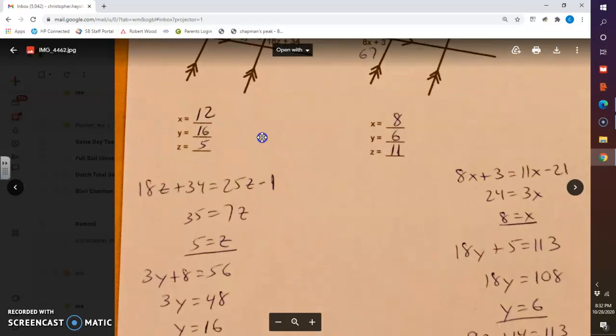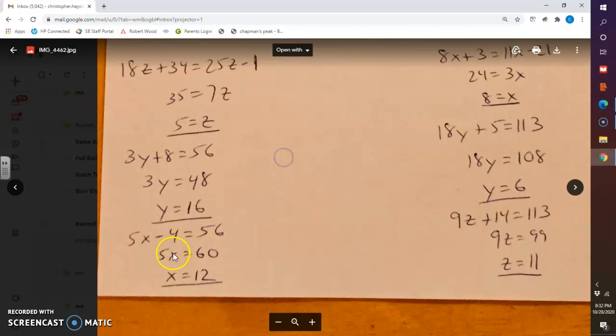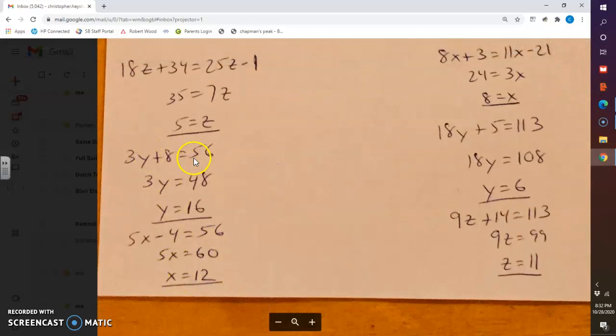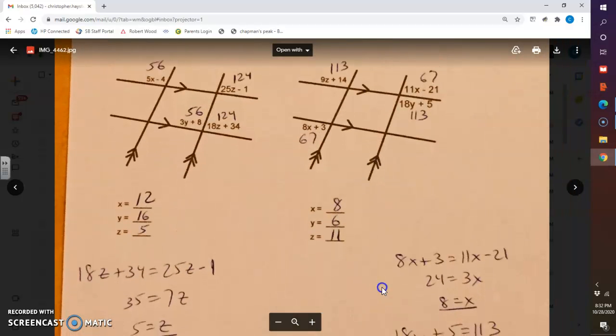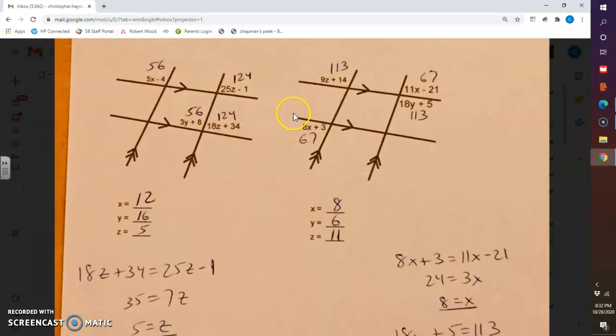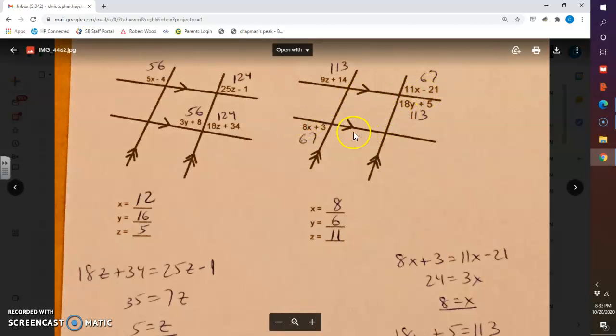So I set 5x minus 4 equal to 56. Gives me x equals 12, and 3y plus 8 equals 56, and my y equals 16. On this final one, I've got to get the x's congruent here. Well, how do I do that?